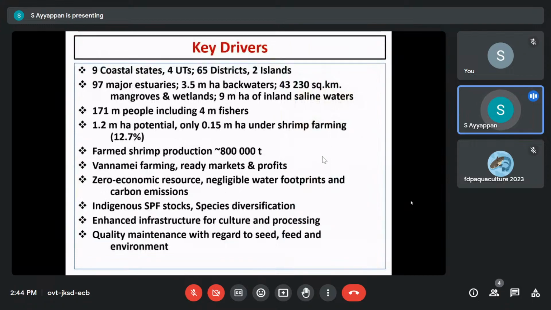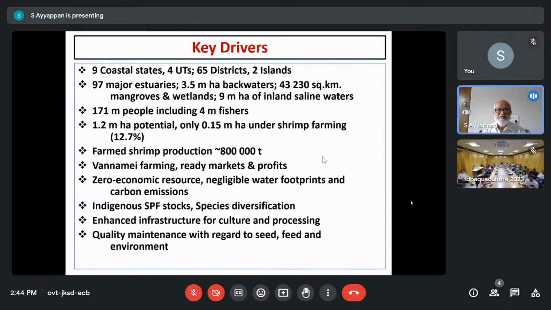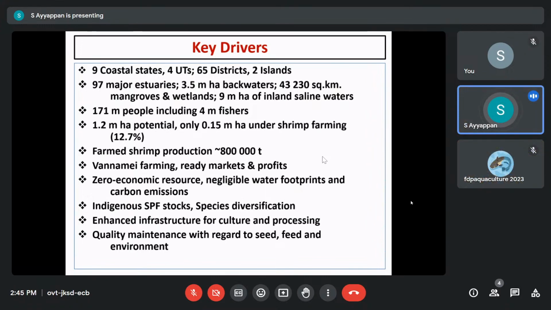Now, what are the key drivers in coastal aquaculture? There are 9 coastal states, 4 UTs, Union Territories, 65 districts, 2 island systems, Andaman and Nicobar and the Lakshadweep. 97 major estuaries, so it's about 3.5 million hectares of backwaters, 43,000 square kilometers of mangroves, 9 million hectares. I just mentioned the inland saline water. More than 70 people depending on some of these things, and of which 4 million, that is 40 lakh people, depending on some of these aspects. So what we are worried about and should be doing is realizing this full potential. 1.2 million hectares, we have used only 12% of that.